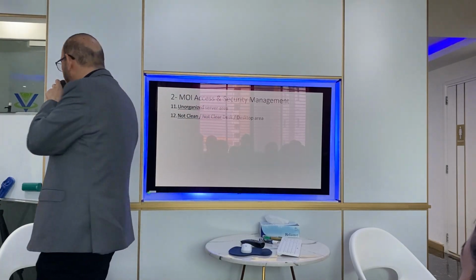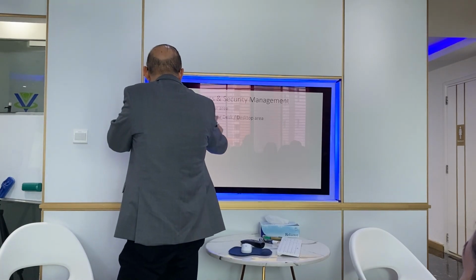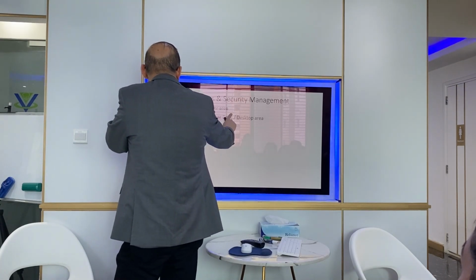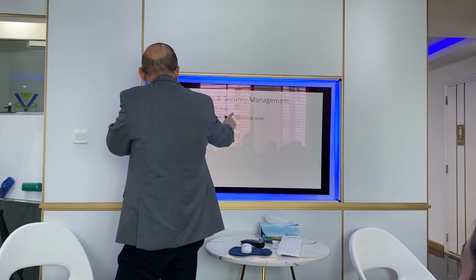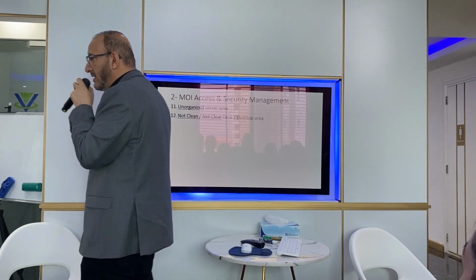Unorganized server area. They consider it a security issue. You might miss it, and you will miss it. It's going to be leaked. The one that will annoy you is the non-clean, non-clear: clean goes for desk, clear goes for physical.